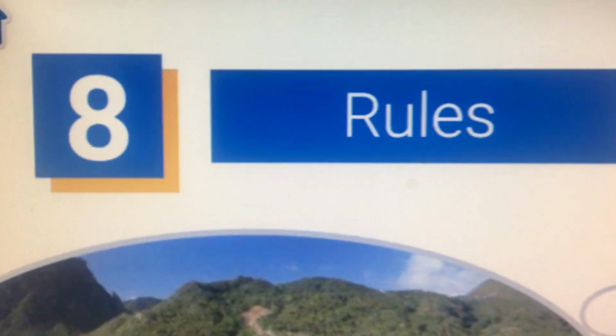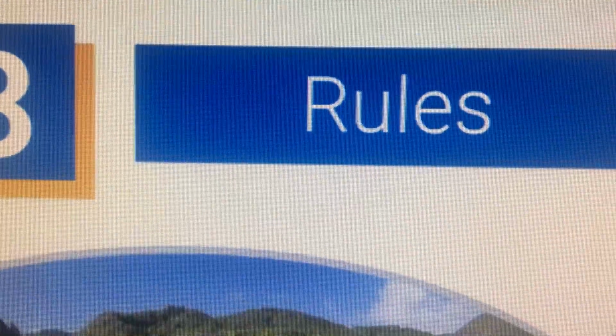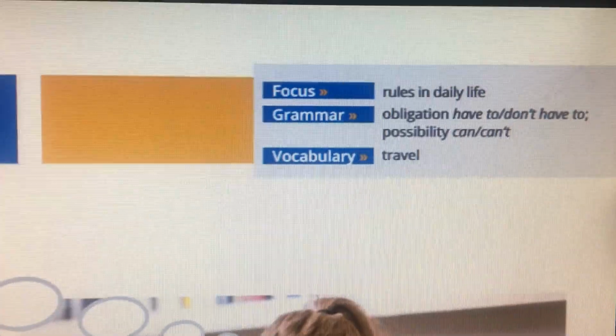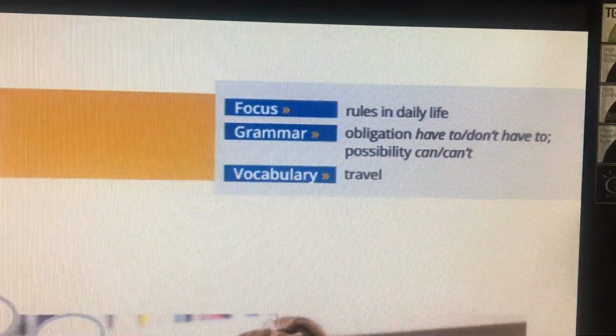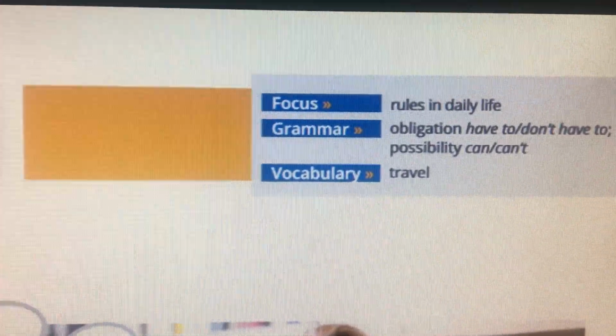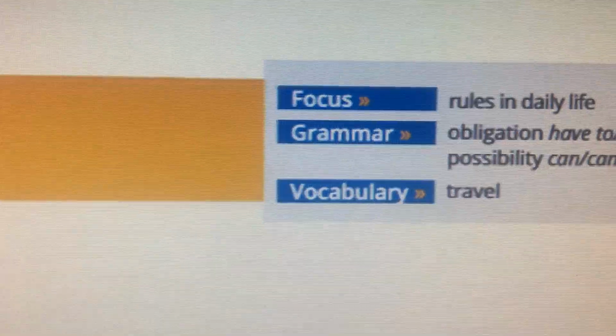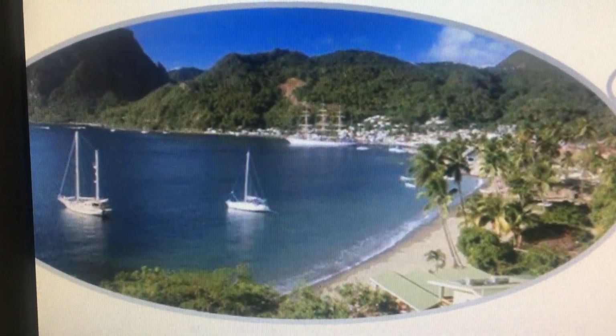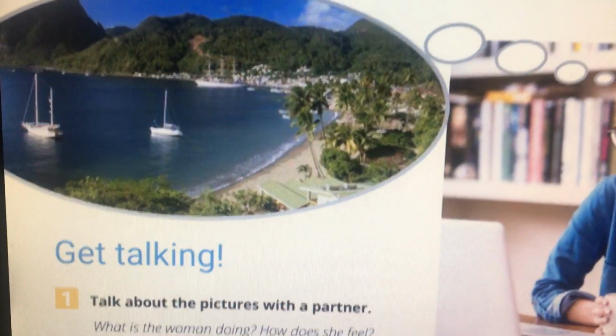Today we're going to do Unit 8, Rules. What we're going to look at today is obligation, have to and don't have to, possibility, can and can't, and travel vocabulary. Let's take a look at these pictures here. That looks nice. Nice vacation spot. And this woman here, she's on the phone drinking coffee. I also have my coffee, and let's get started.